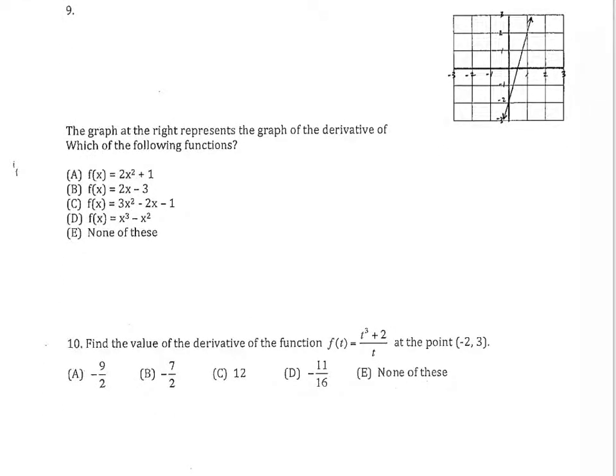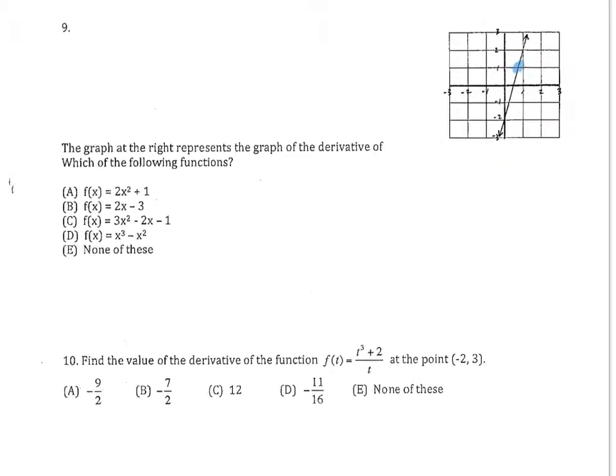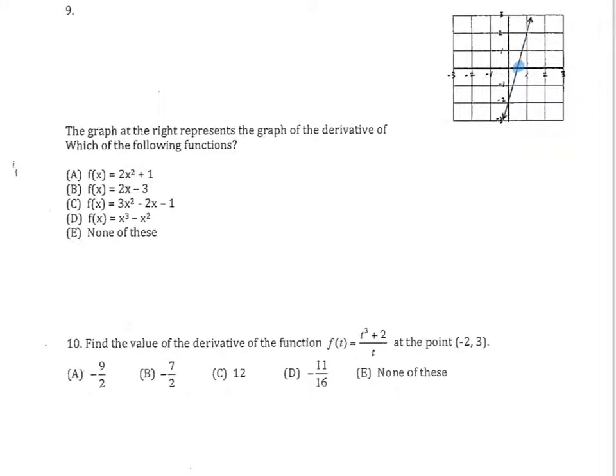Number 9, you've seen this problem, I believe. The graph at the right represents the graph of the derivative of which of the following. Okay, and so this is the derivative. If you zero in on a couple of things here, I would zero in on that point right there. It's important here that this function goes from negative numbers, negative slope, to 0 slope, to positive numbers. So it's a parabola. Okay, so we're expecting a parabola.